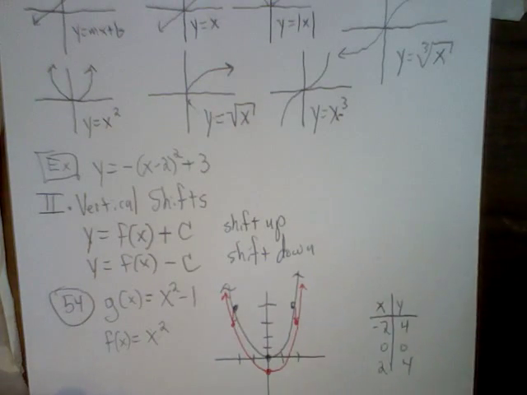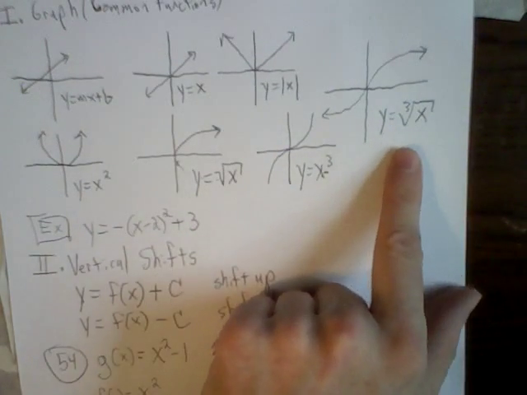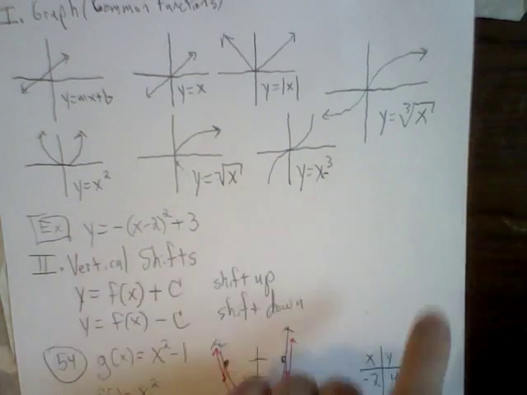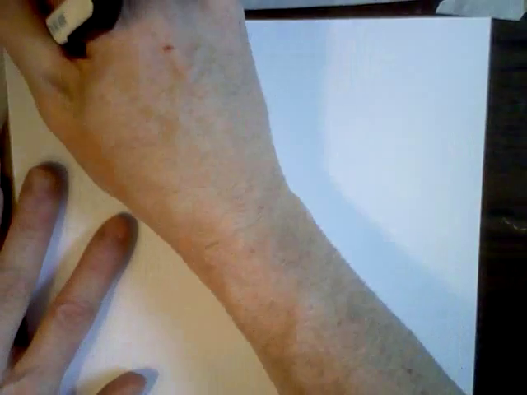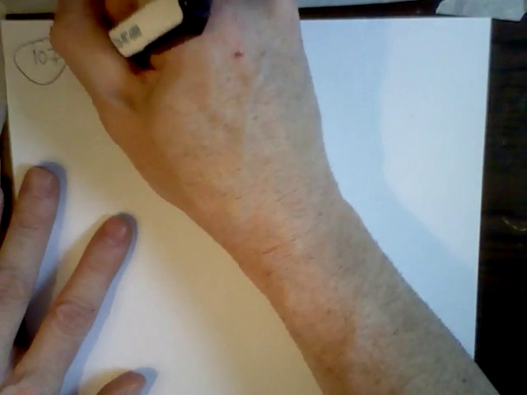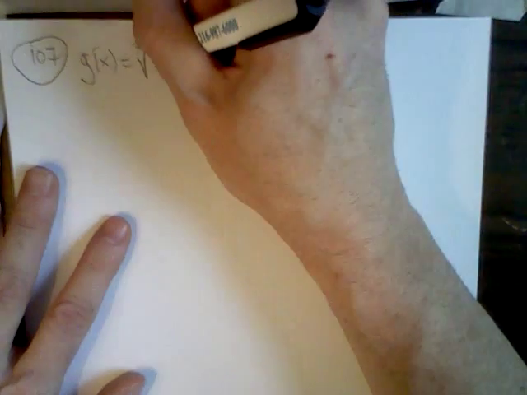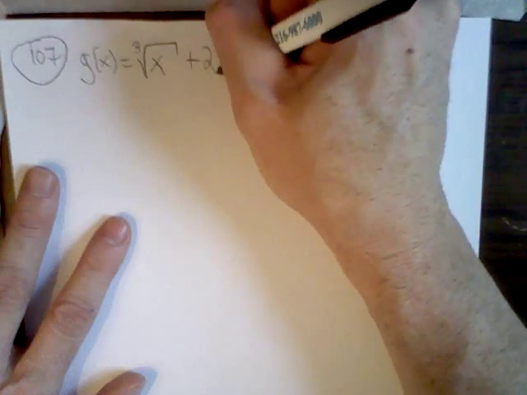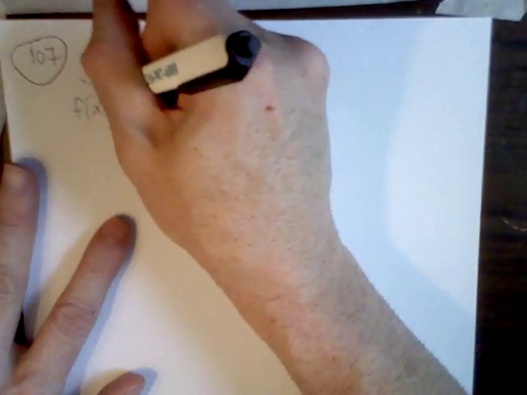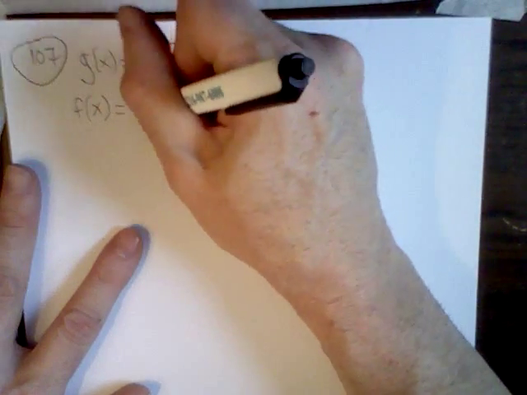One more, 107. Okay, this one's based off of the cubic function. So 107. And it's the same game. They want you to first graph the cube root of x, and then do the appropriate transformation to get g of x.